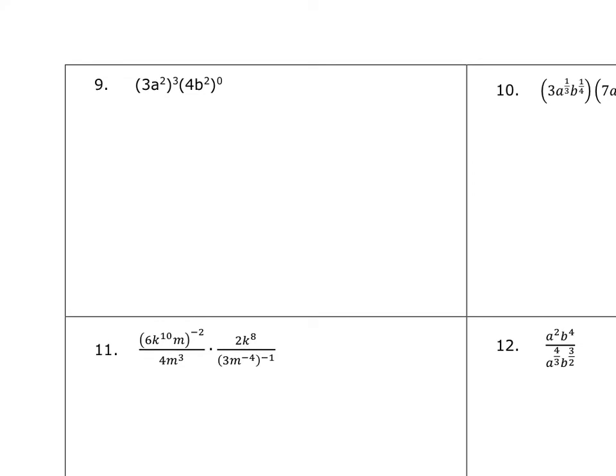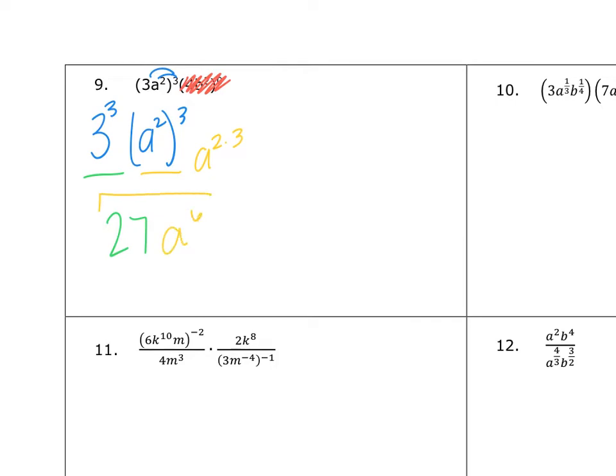For problem 9, I'm going to distribute that 3. So 3 gets a 3 and a squared gets a 3. And then all of this gets a 0, which means all of that cancels. So 3 cubed is 27. And a to the 2 times 3 is a to the 6, and it stays on the top because it's positive.